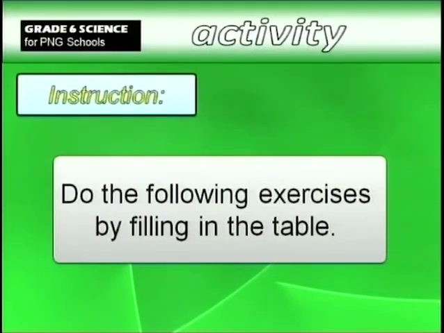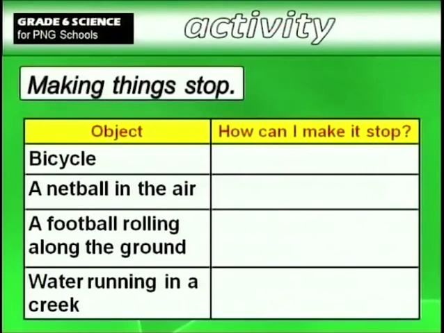All right, this is your instruction, receiving students and 6C. Do the following exercises by filling in the table. And this is the table. Making things stop. You have the object in column 1, column 2, how can I make it stop? And you have the following objects: bicycle, a netball in the air, a football rolling along the ground, and water running in a creek. How can I make it stop? Okay? Are we clear, receiving students and 6C?